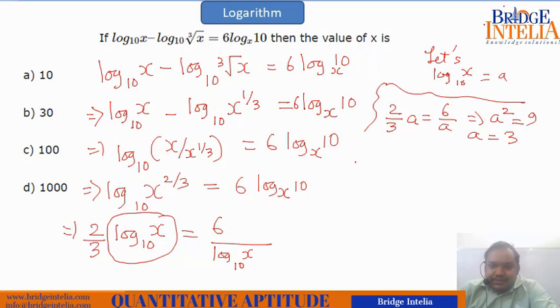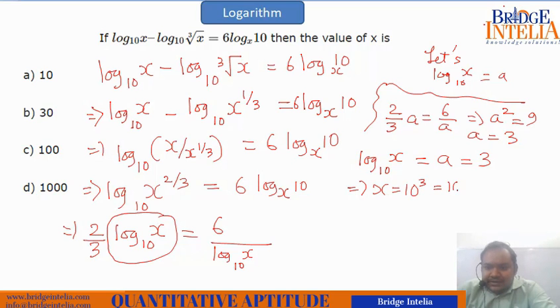So if a is equal to 3, what have we just assumed? We have assumed log x to the base 10 to be equal to a, which came out to be equal to 3. So from here it is very evident that x is equal to 10 cubed, which is equal to 1000.